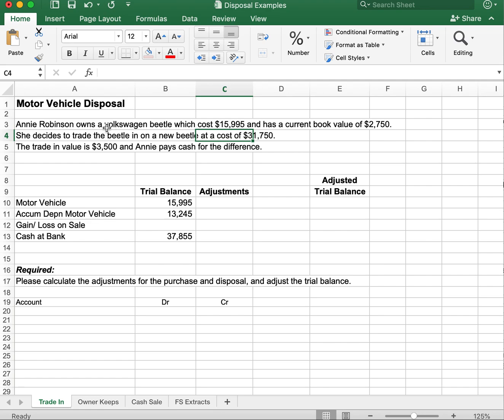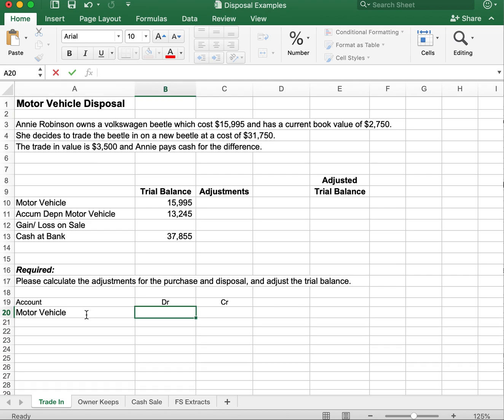We know the Volkswagen Beetle cost 15,995, so that was the cost. That's the motor vehicle account, and we need to get rid of that asset. It would be in there as a debit of 15,995, and it looks like the only motor vehicle we've got. So to get rid of it, I need to credit that account 15,995.